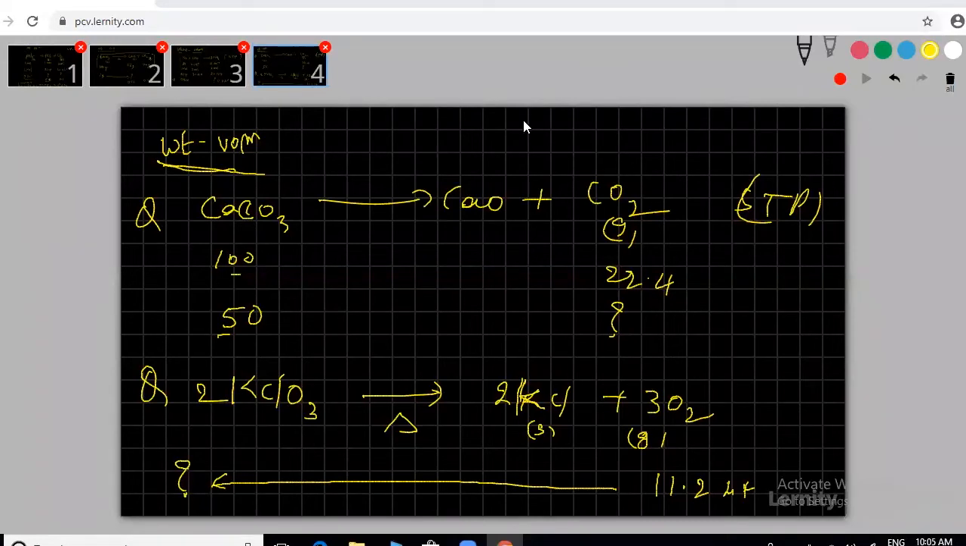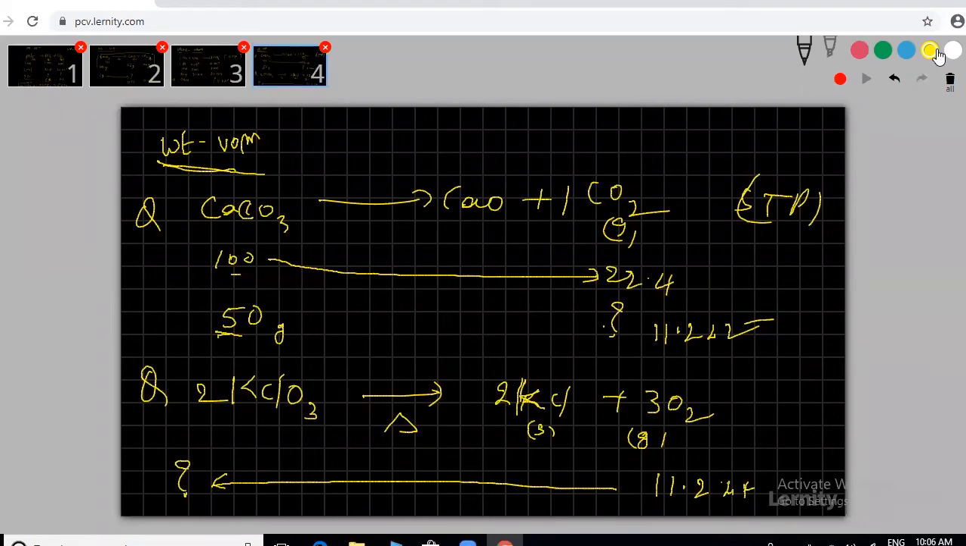Very simple. If I am heating 100 grams of CaCO3, I am getting 22.4 liters because this is 1 mole. If I am heating 50 grams of CaCO3, how much will you get? I think you can get 11.2 liters as your answer. Now the question is, how much weight of KClO3 do we need to heat to get 11.2 liters of oxygen?